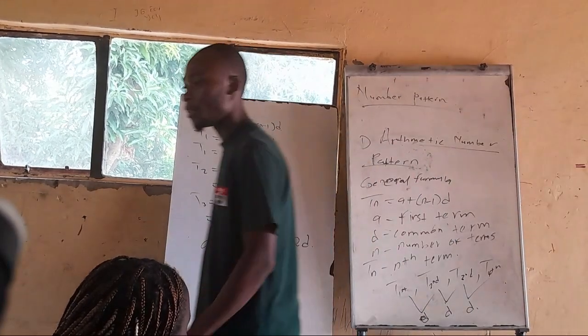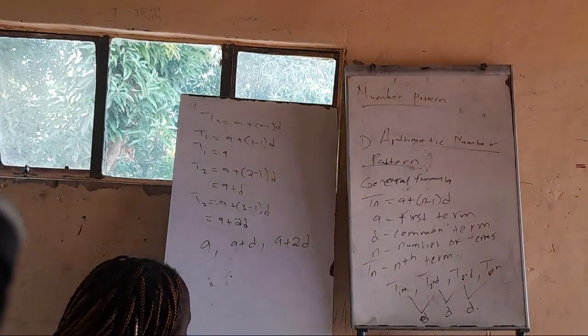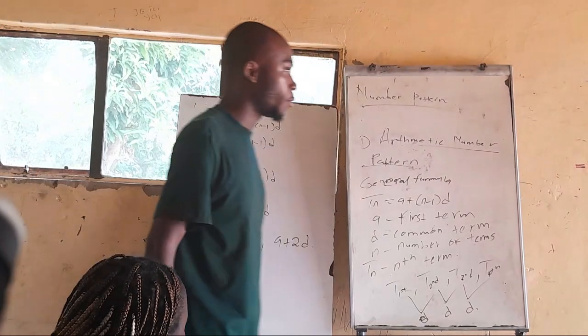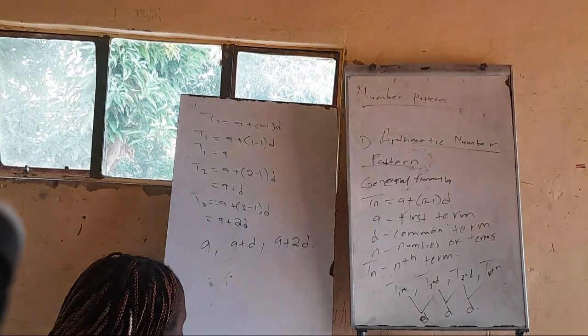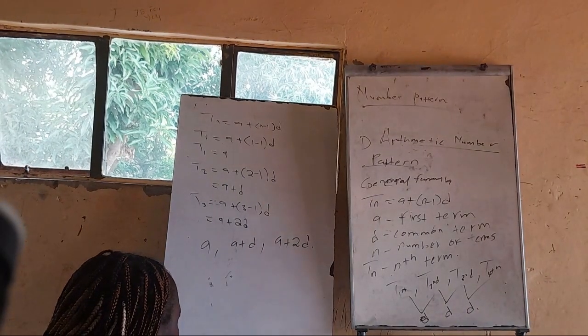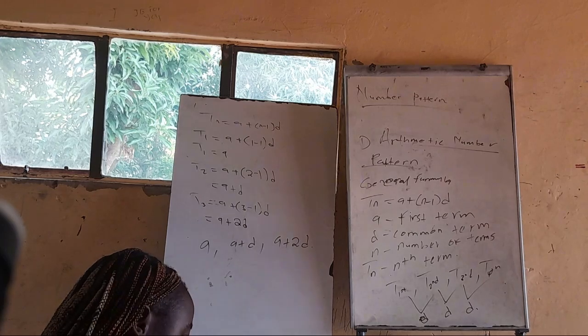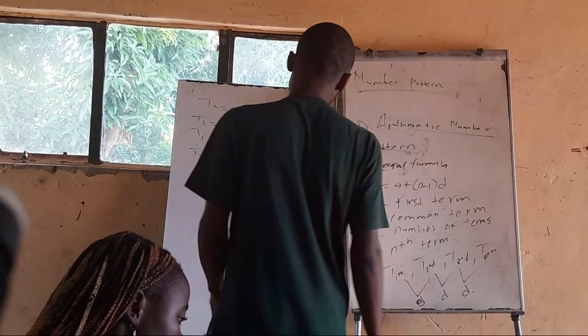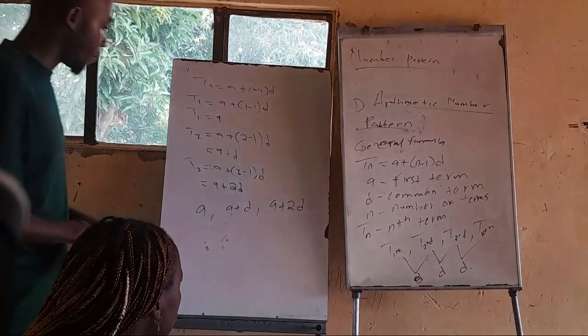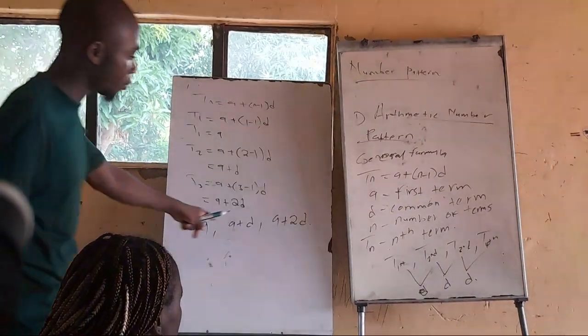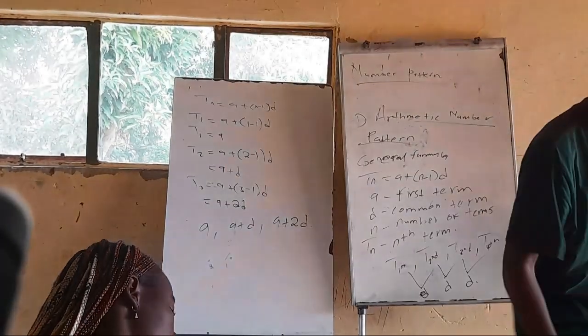Guys, don't forget these things. This is how they want to trick you. They'll come and say find the value of g when you are not given any number term. Now you have to work your things simultaneously. You must know these things.